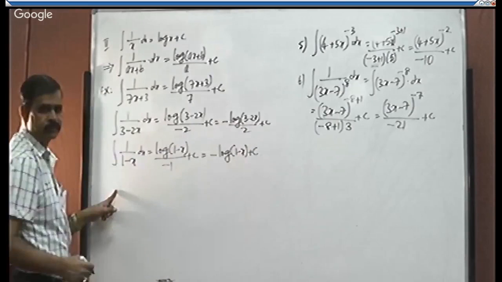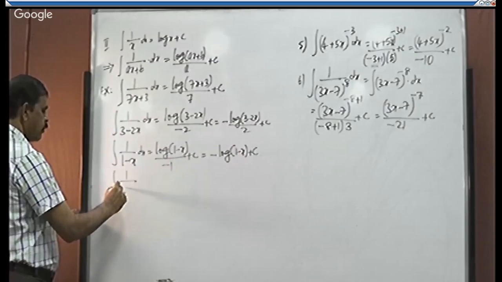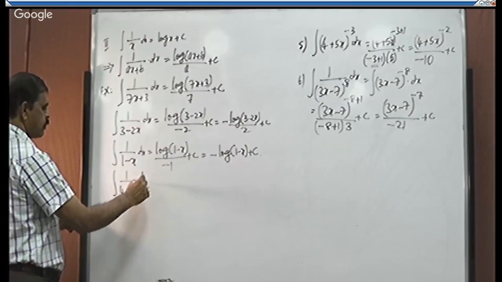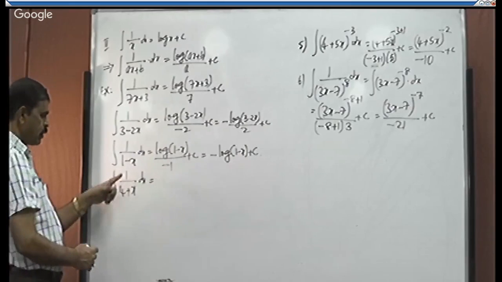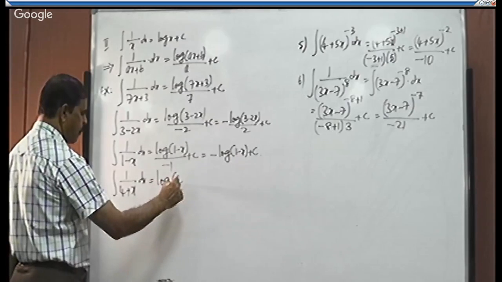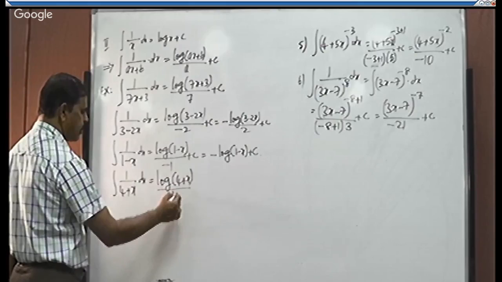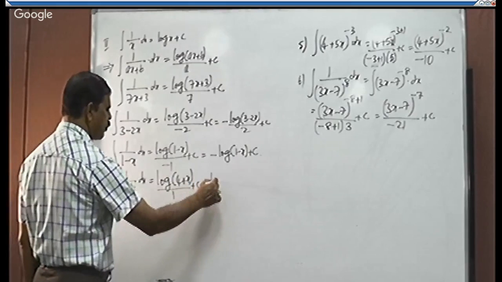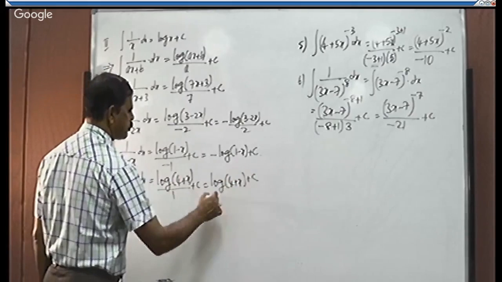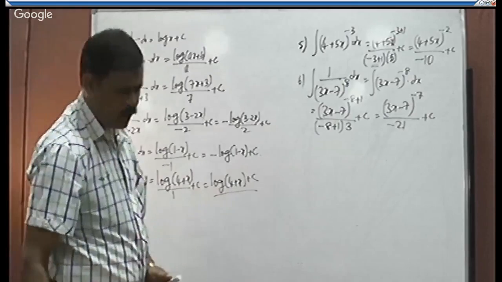Integration of 1 divided by 4 plus x dx. What is the answer? It is also of the ax plus b form. Log of 4 plus x divided by the x coefficient, which is 1, plus c. Otherwise it is log of 4 plus x plus c. So this is for the 1 by x form.